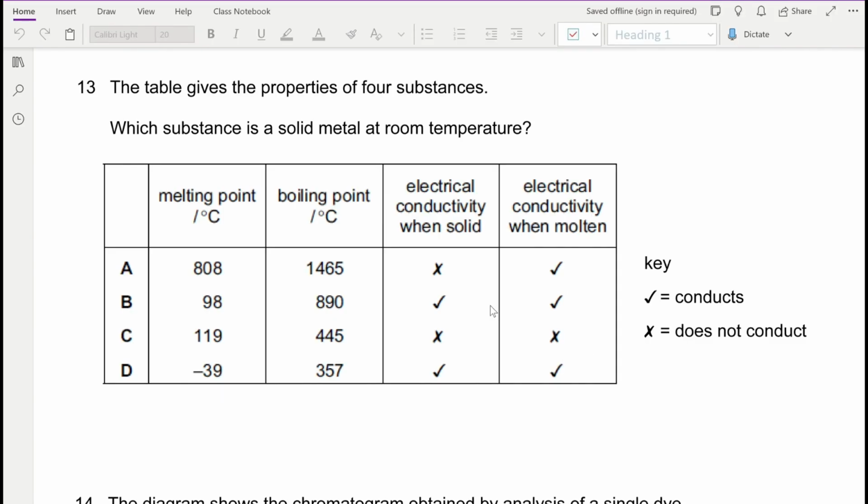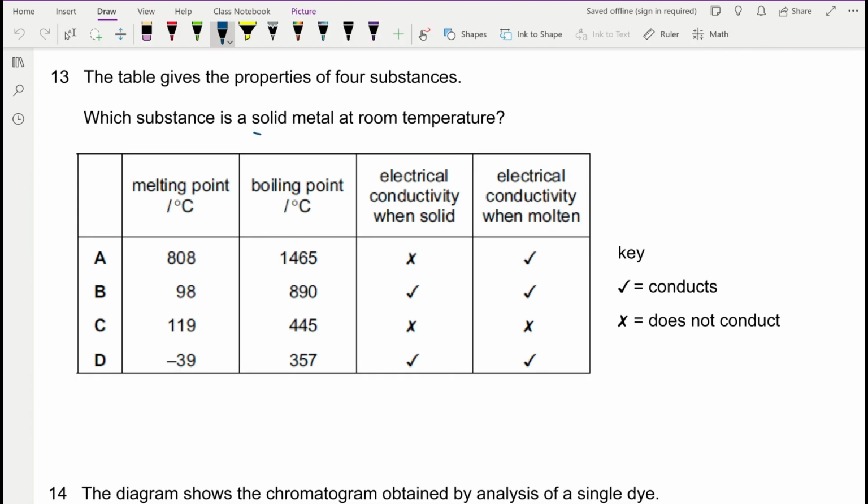Question 13. The table gives the properties of 4 substances. Which one is a solid metal at room temperature? Most metals have high melting points, but not always. What's always true for metals is that they conduct electricity both in solid and molten form. So these two are metals, and only B is solid at room temperature because it melts at 98 degrees, whereas D melts at -39. So that means at 25 degrees Celsius, it's a liquid.